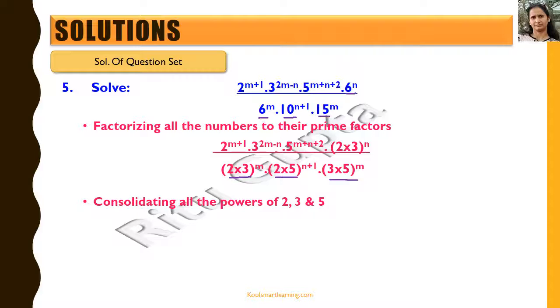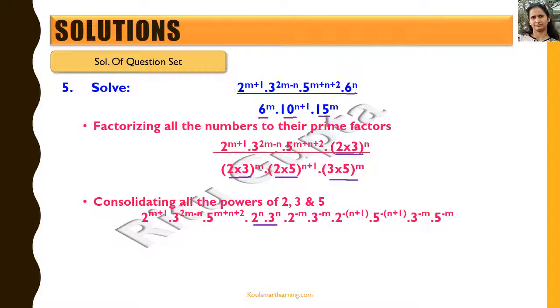Now we consolidate all the powers of 2, 3 and 5 and we bring them to the numerator. So we get 2 raised to power m plus 1 into 3 raised to power 2m minus n into 5 raised to power m plus n plus 2 into 2 raised to power n into 3 raised to power n. This is because in the numerator we had (2 multiplied by 3) whole raised to the power n. And now we take the denominator terms also to the numerator.